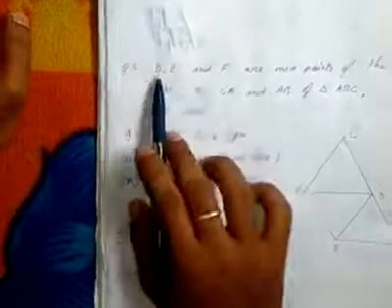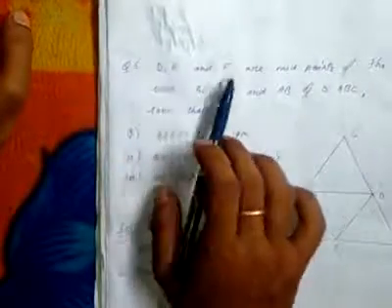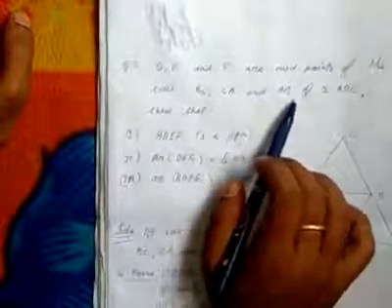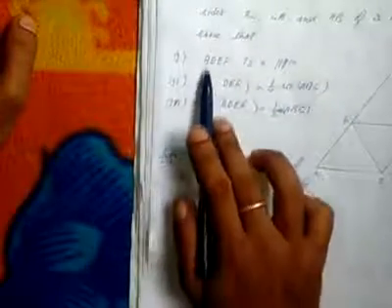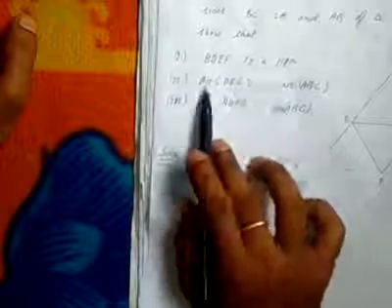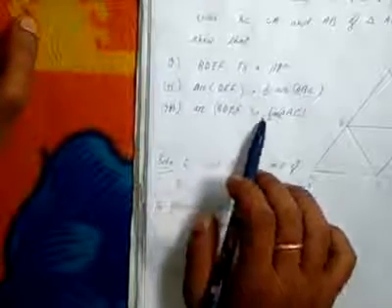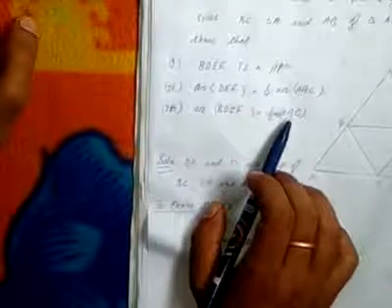In question number 5, D, E, and F are midpoints of the sides BC, CA, and AB of a triangle ABC. Show that BDEF is a parallelogram, the area of DEF is equal to 1/4 of the area of ABC, and the area of BDEF is equal to half the area of ABC.